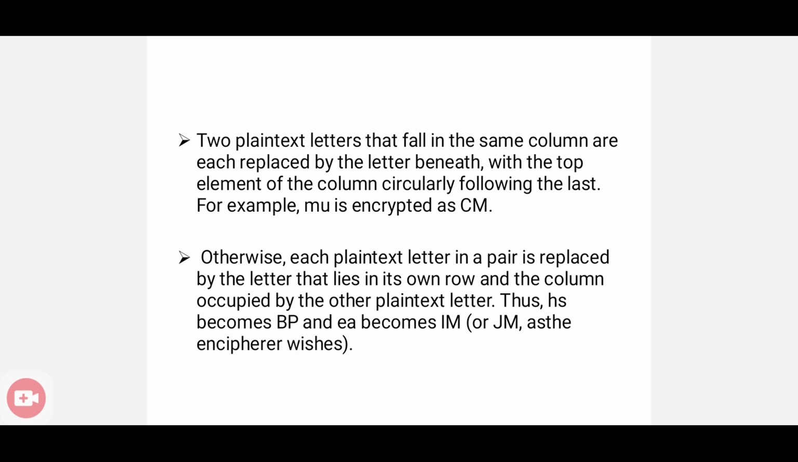So these are all about symmetric cipher and the first 3 mechanisms for substitution. Okay, thank you.